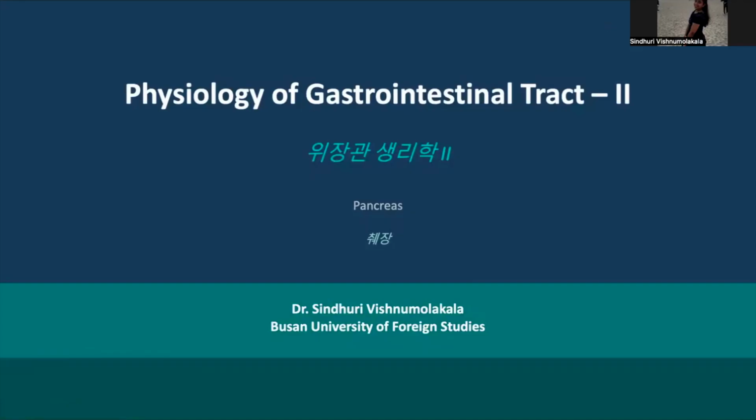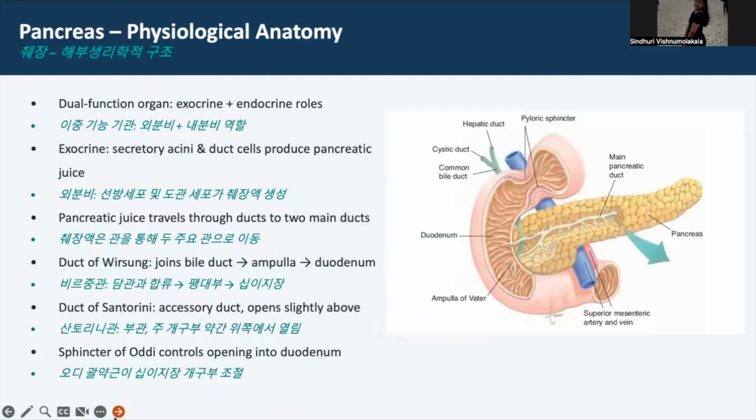Hello everyone. Today let's understand the physiology of pancreas, how it is affected with the digestion and how it affects the digestion. Also, in this class we'll study about diabetes mellitus. So, to begin with, pancreas has dual roles.